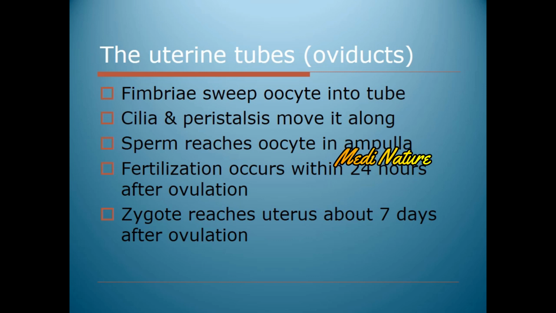Within the ampulla, the sperm reaches the oocyte and fertilization occurs. Fertilization takes place within 24 hours of ovulation. Ovulation is the release of the ovum from the ovary. Then the fertilized egg, or the zygote, reaches the uterus about 7 days after ovulation.